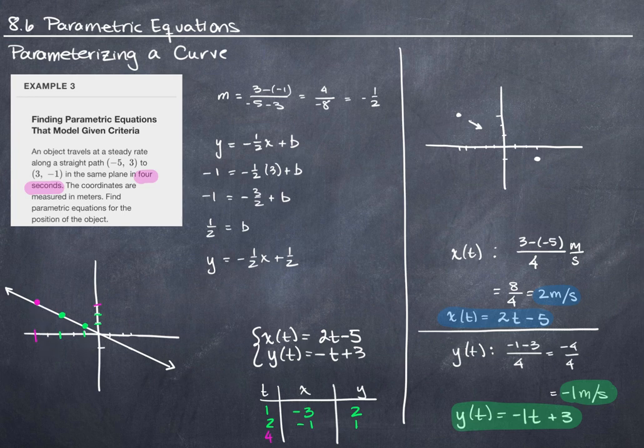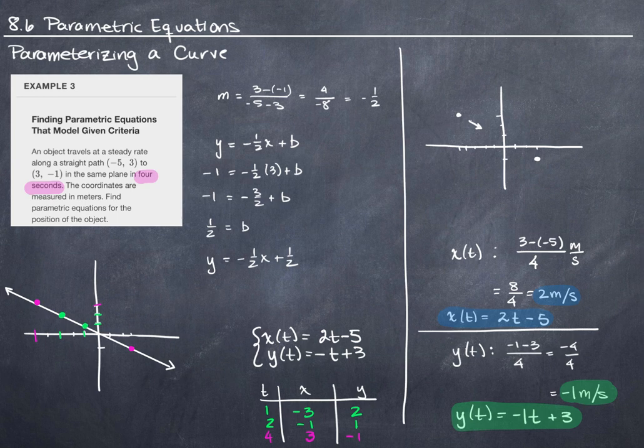And I want to see also what happens at t equals 4. So when t equals 4, I get 2 times 4, which is 8, sorry. And 8 minus 5 is 3. So when t equals 4, x equals 3. And for y, when t equals 4, I get negative 4 plus 3, which is negative 1. So I should have a point on the line 3, negative 1.